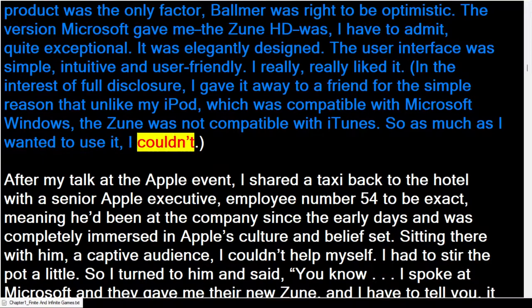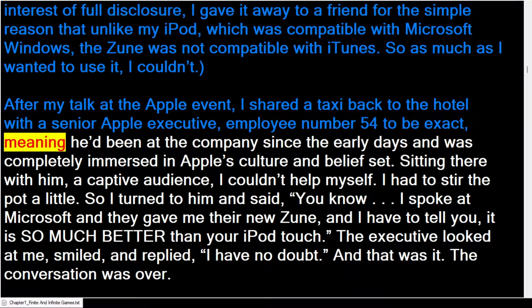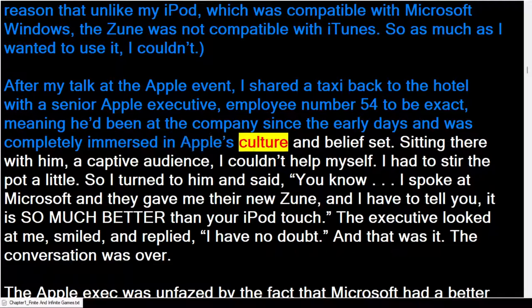After my talk at the Apple event, I shared a taxi back to the hotel with a senior Apple executive, employee number 54 to be exact, meaning he'd been at the company since the early days and was completely immersed in Apple's culture and belief set.